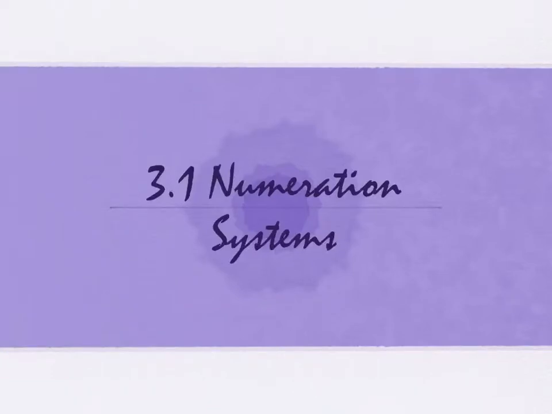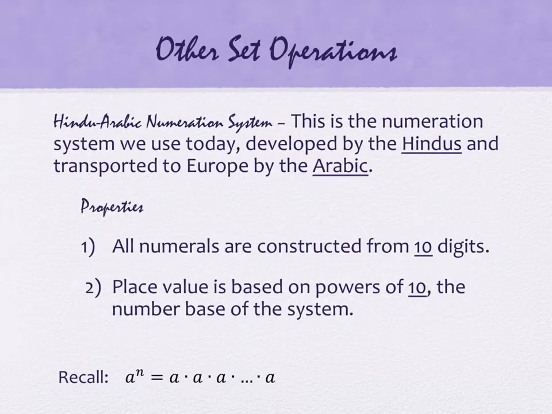Today we're going to take a look at section 3.1, which is called Numeration Systems. To start with, I would like to tell you a little bit about our numeration system. The numeration system that we use is called the Hindu-Arabic numeration system. It was developed by the Hindus and transported to Europe by the Arabs.